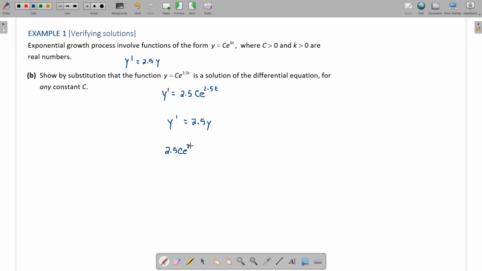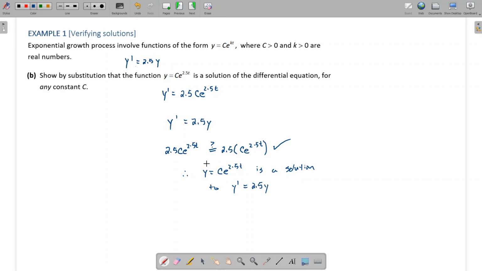2.5c e to the 2.5t. And then the question is, will that equal the right-hand side? If I take 2.5 and I multiply it by this one here, which is c e to the 2.5t, is it the same on the left and the right? Obviously, yes it is. So therefore, y equals c e to the 2.5t is a solution to the differential equation y prime equals 2.5y.